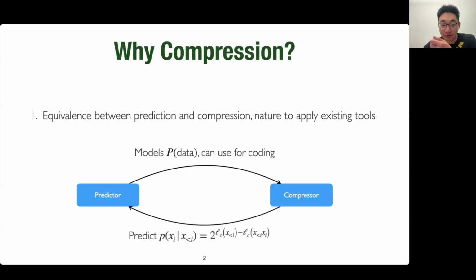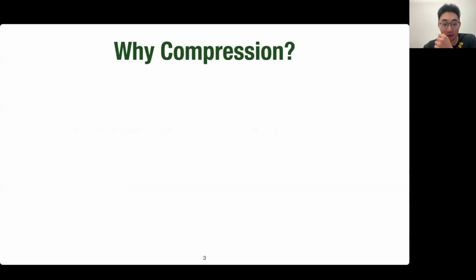On the other hand, if I give you a compressor, you can construct by hand a predictive distribution that you use to do next token prediction based on the code length. Essentially, you're looking at how much information you get based on how much you can reduce the code. So now you have this equivalence between predictors and compressors. This makes it very natural to apply existing information theoretic tools for foundation model analysis. In this talk, we'll primarily focus on autoregressive language models.